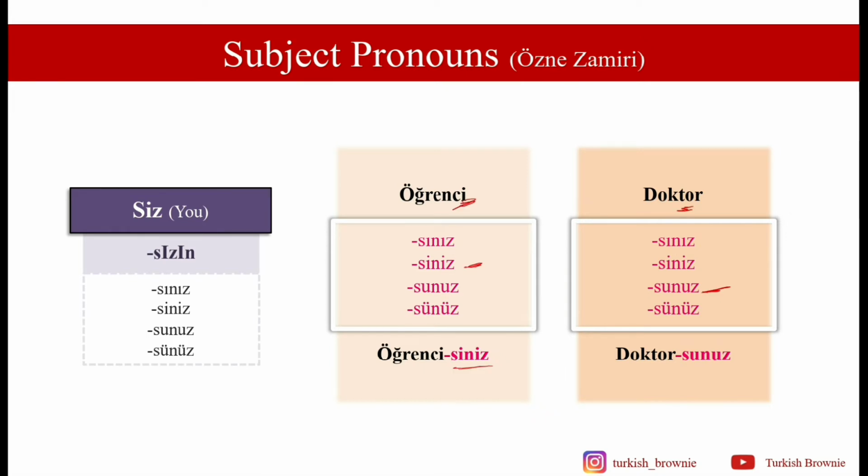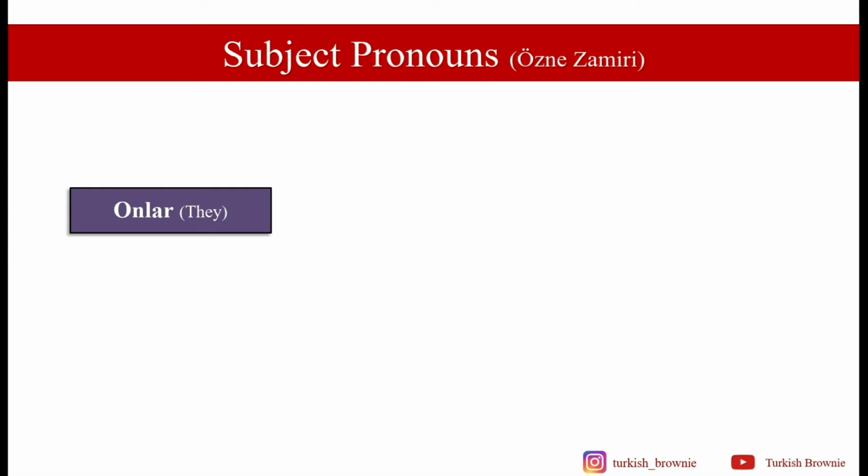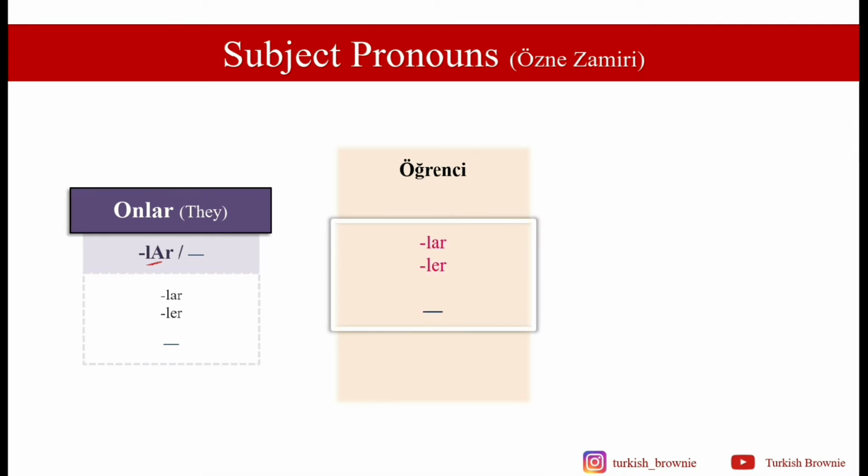And lastly, for the personal suffix onlar or they in English, we have 2 options. So we could use a personal suffix or we could use no suffix at all. And the suffix here is a little different. We have a capital A, meaning it's either lar or lar. And we're going to use the rules of 2-way vowel harmony here. So for the word öğrenci, these are our options.